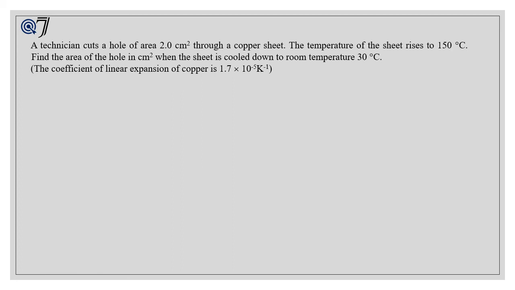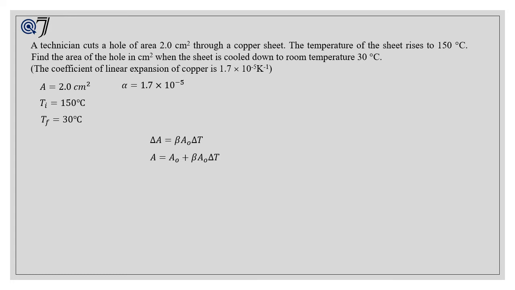So for question number 7, like usual, we extract the data from the question. In this case, the area of the hole will shrink since the temperature is cooled down to 30 degrees Celsius. By using the area expansion formula, delta A equals beta A naught delta T, then we expand the formula.